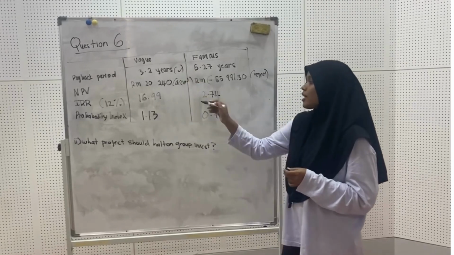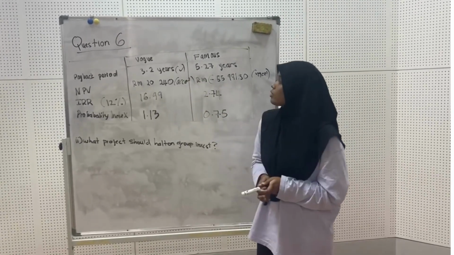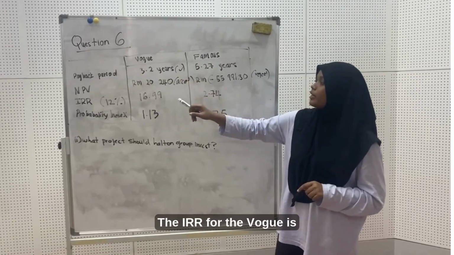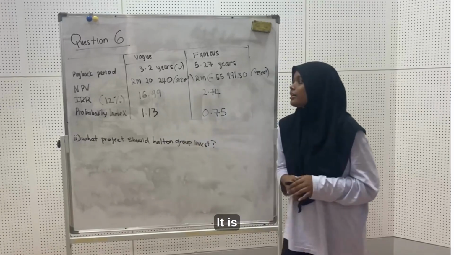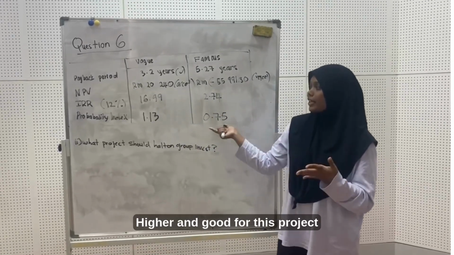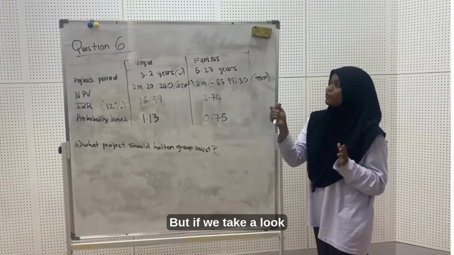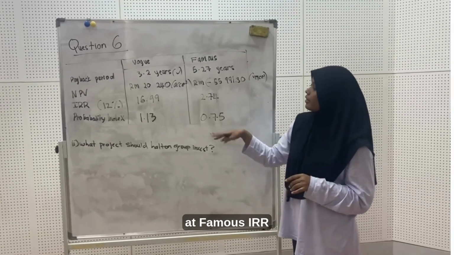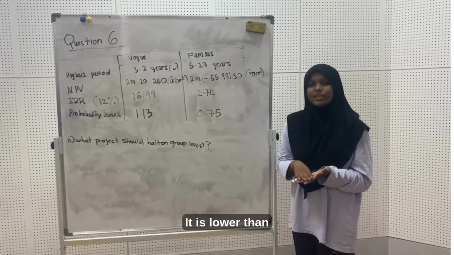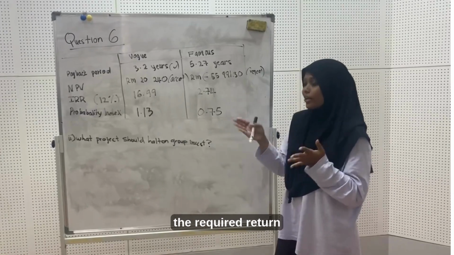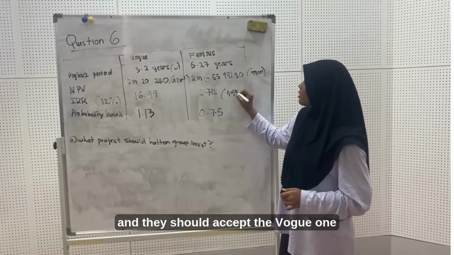Next one is IRR. The required IRR for this project is 12%. The IRR for book is 16.99, which is higher and good for the project, but if you take a look at the famous IRR, that is 2.74, it is lower than the required return, so we should reject this and we should accept the book one.